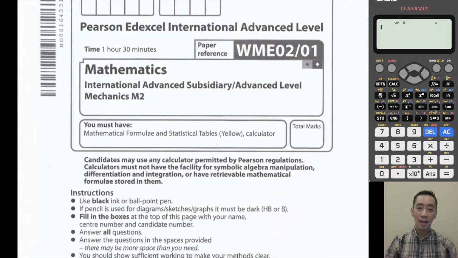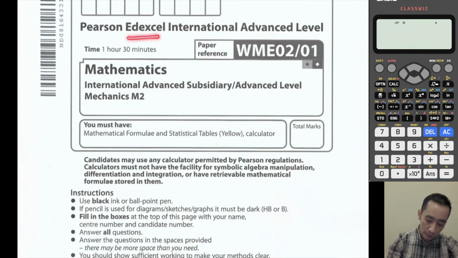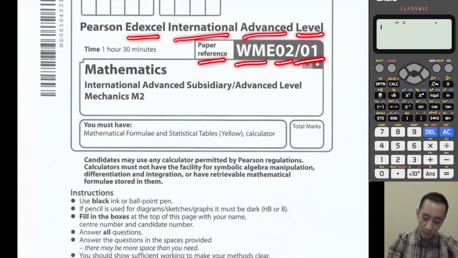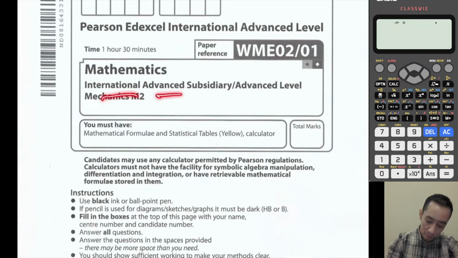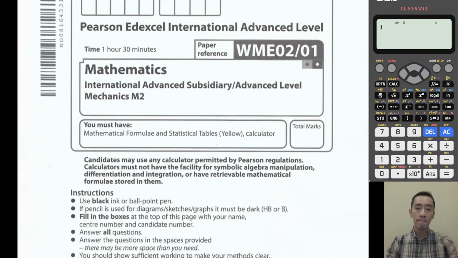Sawadee-ka. Hi, I'm Sean. Now we are going to discuss Edexcel International Advanced Level, paper reference WME02/01, Mathematics, International Advanced Level, Mechanics M2.